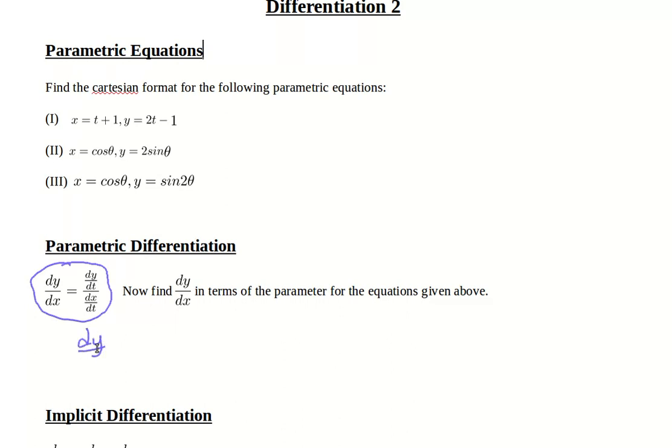The reason why dy by dx is dy by dt divided by dx by dt is because dy by dt divided by dx by dt is exactly the same as dy by dt times dt by dx, because we flip the second fraction round. The dt's cancel, leaving dy by dx. It's a really simple result to prove to the kids, and so, you know, why not show them that result.